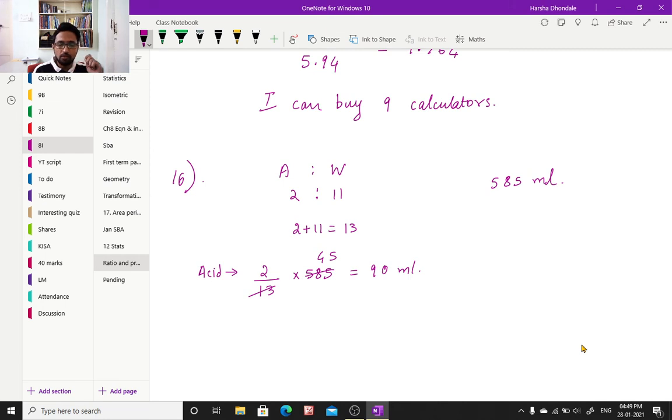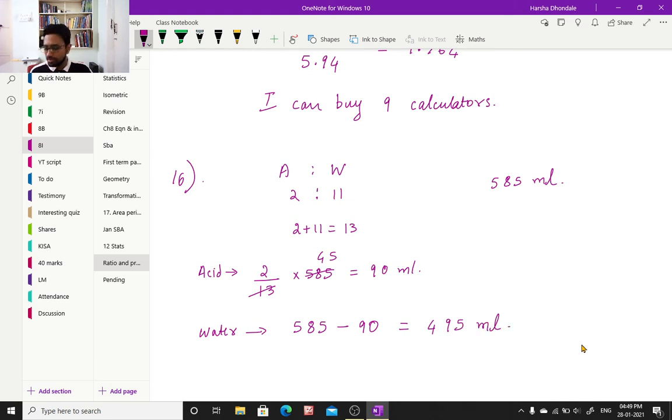And then what? Water. So totally I need 585. That's the total amount. Acid is 90 ml. So 585 minus 90 should give me the remaining part, which is water. 585 minus 90 is 495 ml.